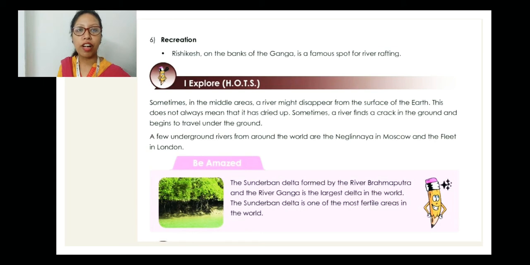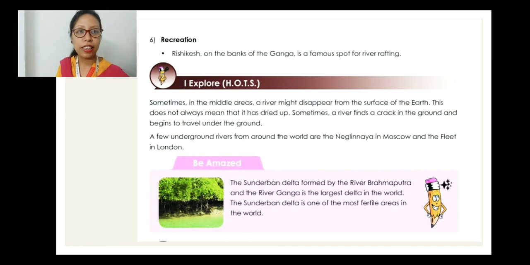A few underground rivers from around the world are the Neglinaya in Moscow and the Fleet in London. Okay, so there are some underground rivers as well. If you go to Google and search it, you will find lots of underground rivers in India as well. Let's study the Be Amazed.